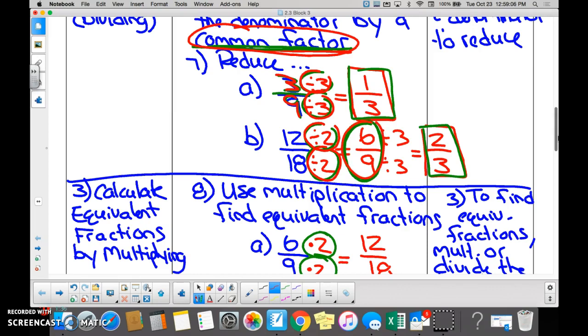Then somebody else raised their hand and said, Mr. Pottinger, that's still not reduced. And we said, no, it's not, because 6 and 9 both have a common factor. So we used 3 to divide, and we ended up getting 2/3 as our final answer. So you always have to use the biggest common factor? No, but if you don't use the biggest common factor, you may have to keep on reducing, right?